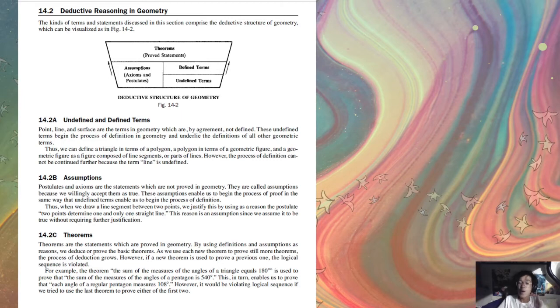So that means most of the geometric terms that we will discuss in our subject would most likely come from the definitions of these three undefined terms. Thus, we can define a triangle in terms of a polygon, in terms of a geometric figure, and a geometric figure as composed of line segments or parts of lines. However, the process of definition cannot be continued further because the term line is undefined.